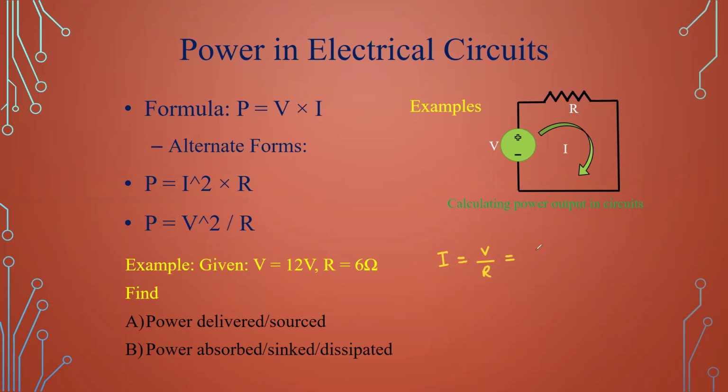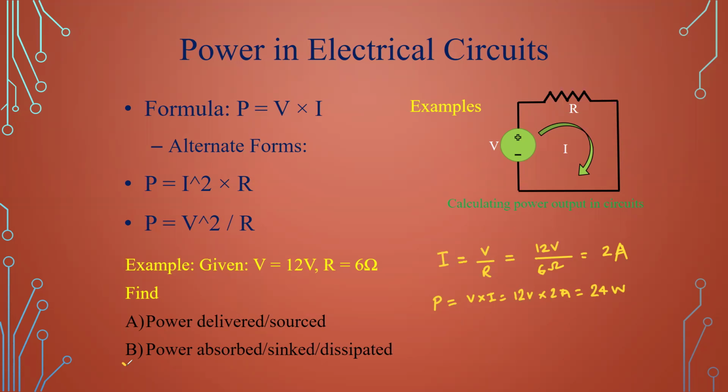And we know that voltage is 12 volts divided by 6 ohm is the resistance. Therefore, this would be 2 ampere. Okay, so you got the current, that is 2 ampere flowing into the circuit. Now, power is easy to calculate. That is V times I. We know that V is 12 volts and I is 2 ampere. So here you have 12 into 2, 24 watts is the power delivered.